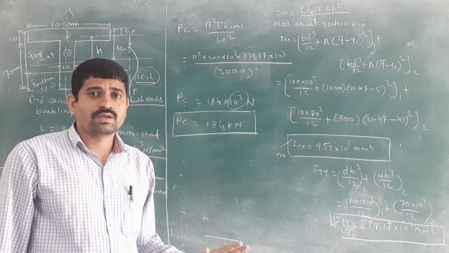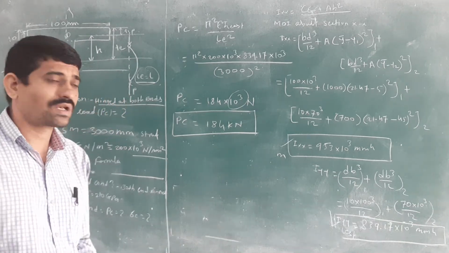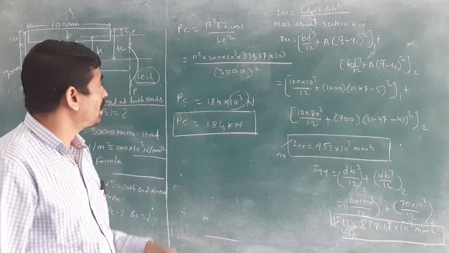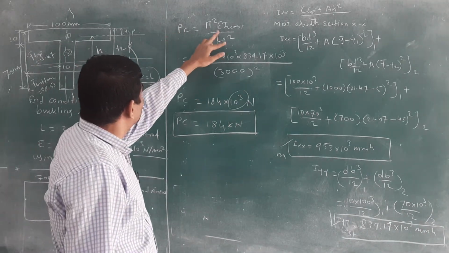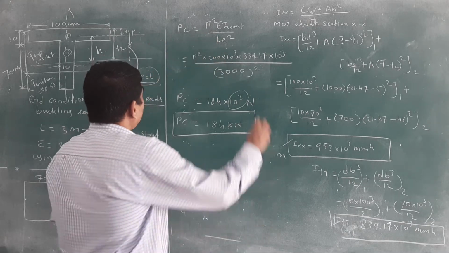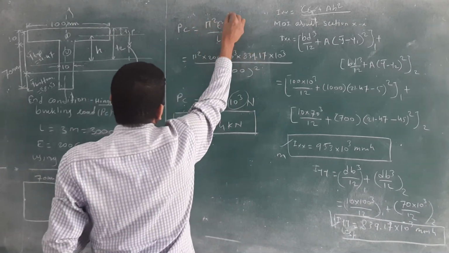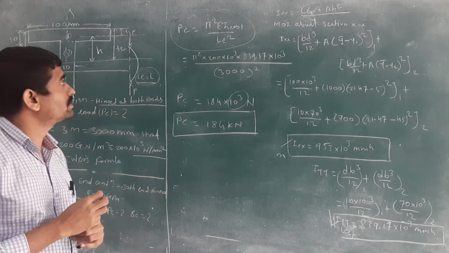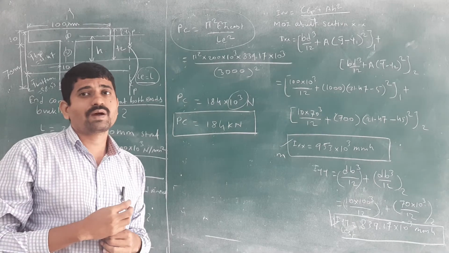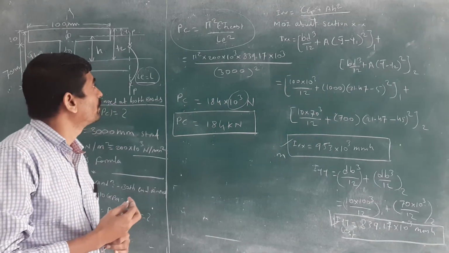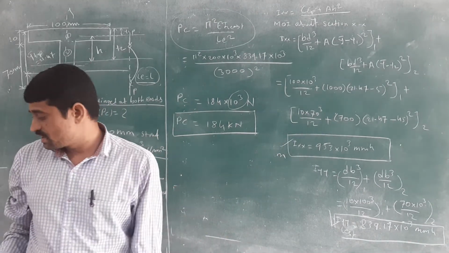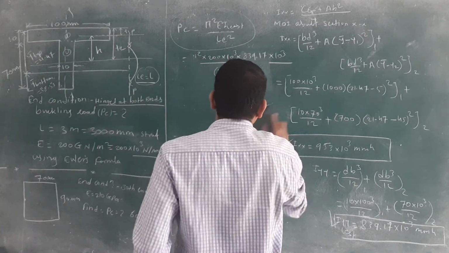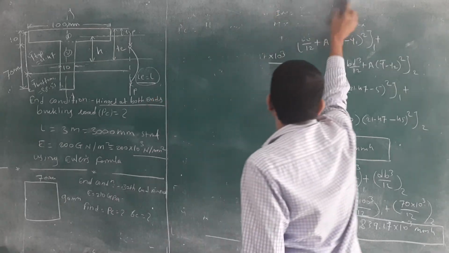Very simple. If you know unit number 3, then you can easily calculate unit number 4. The only additional things are this formula and condition. This is equal to pi square EI divided by L square. That's it. Then we will continue with the second numerical. All of you ready? Any doubt? Okay, good.